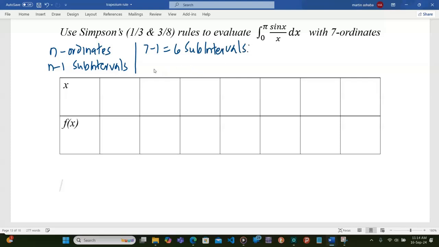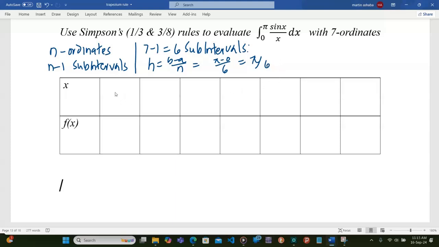And what is going to be the width of each interval? The width is h, which is b minus a out of n, whereby n is referring to the number of subintervals. If n is the number of ordinates, then it will be b minus a out of n minus 1. For consistency, let's maintain it at that level. So this is going to be pi minus 0 divided by 6, and the width of each subinterval is going to be pi out of 6.